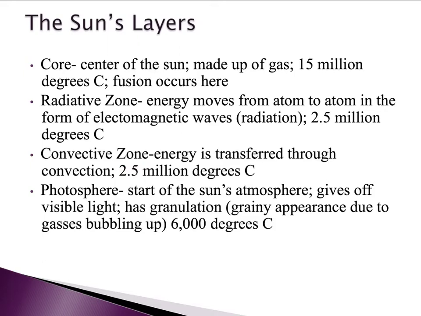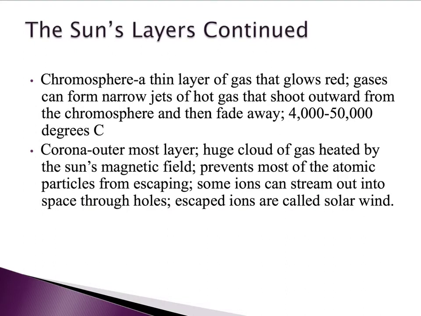The next layer is the photosphere. Photo is a root word meaning light. So this is the area of the Sun in which visible light is generated and given off. This layer has a granulated look, looks like it's bubbling. The next layer out is the chromosphere. Chrome is a root word meaning color. This is the layer of the Sun that gives the Sun its color. It glows red.